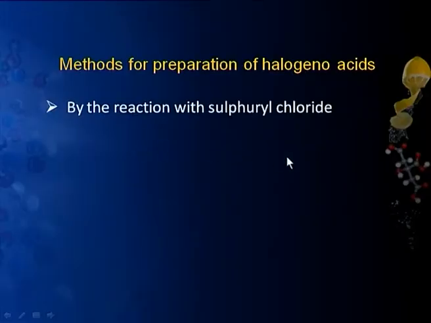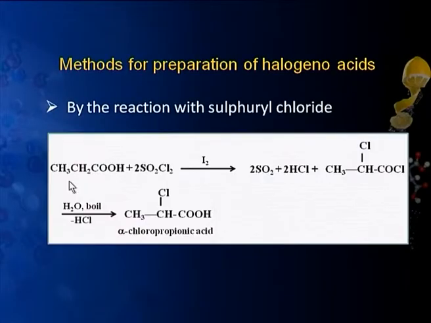Now, these halogen acids can also be obtained by treatment with sulphuryl chloride. Such as this propanoic acid, it is treated with sulphuryl chloride. Here a small amount of iodine is used as catalyst. Halogen gets substituted at the alpha carbon as well as the OH group of the carboxyl group gets substituted by Cl, and then this Cl can be replaced on treating with water. So, we can get alpha chloropropionic acid starting from propionic acid on treatment with sulphuryl chloride.